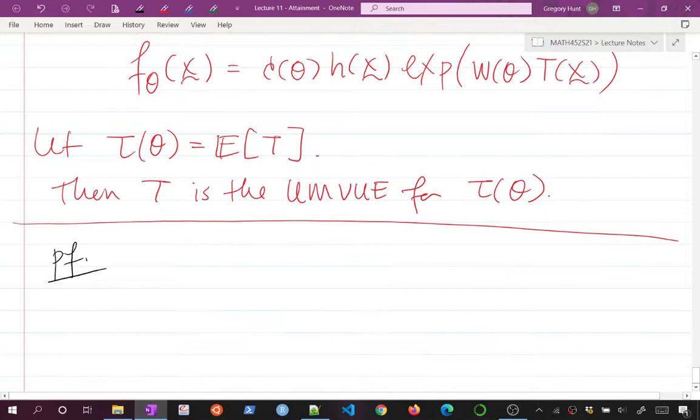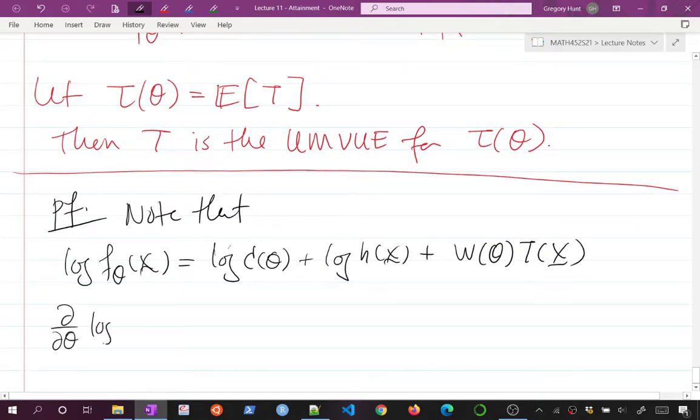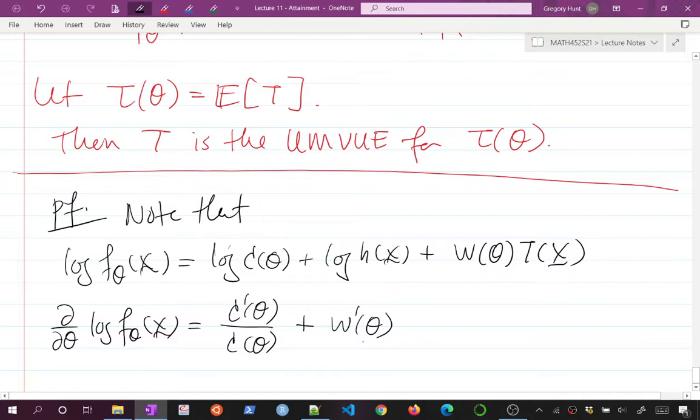Let's look at it. If this is f theta, then note that log of f theta of x, we're just going to take the log of this, is log of c of theta plus log of h of x plus w of theta times t of x, right? And so if I take a derivative of that with respect to theta, what do I get? By chain rule, log of some function of the variable I'm differentiating against gives c prime of theta over c of theta. Now that's just chain rule with logarithms. h doesn't depend on theta, so this whole thing goes away. And then we have w prime, the derivative of w with respect to theta, and this t doesn't depend on theta, it just comes along as an extra constant, right?